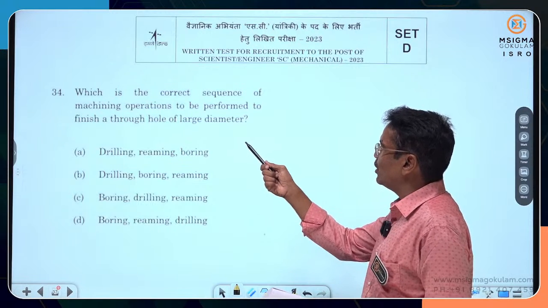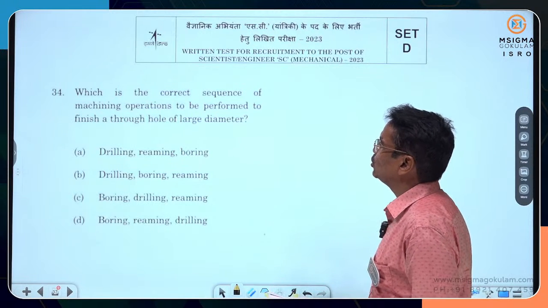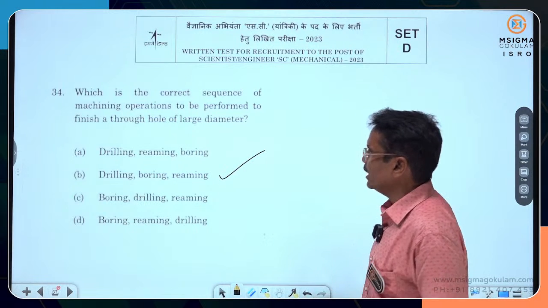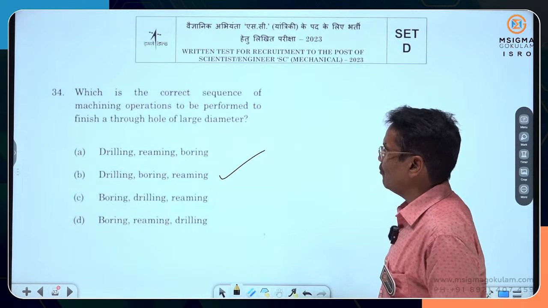Which is the correct sequence of machining operations to be performed to finish a through hole of a large diameter? Drilling first, boring next, last is reaming.